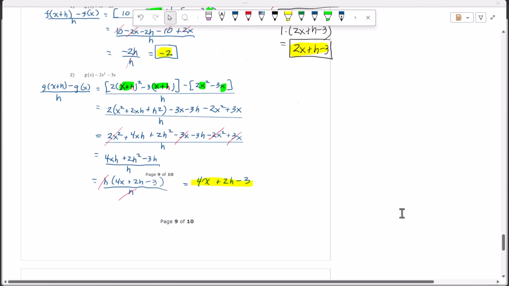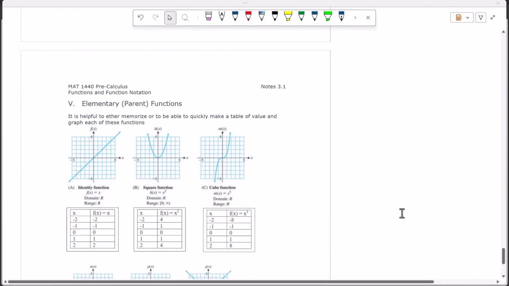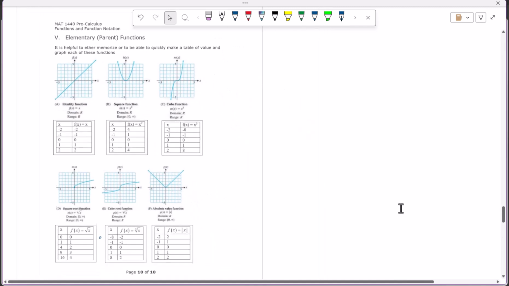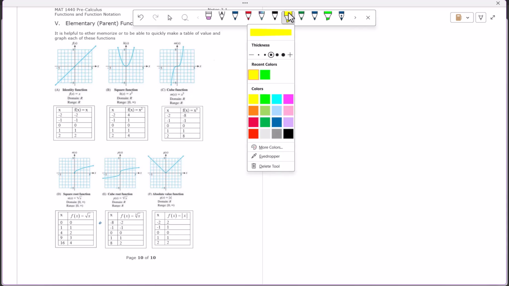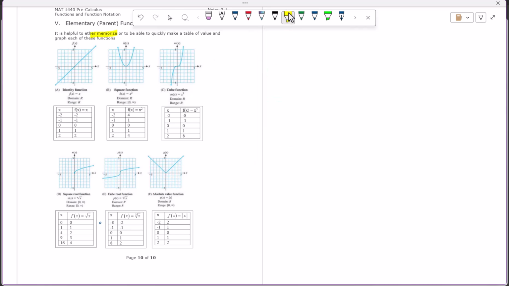Next page, a couple of things. These are elementary functions that we'll talk a little bit about from time to time. These are just graphs that are kind of helpful to memorize or be able to make a table of values very quickly. So this is called the identity function, or sometimes just a linear function, but it's y equals x. It's f of x equals x. And all that means is x and y are identical. Notice that in this table, their x and y are the same. You plot the points, you get this straight line.